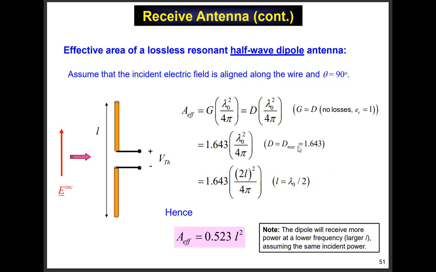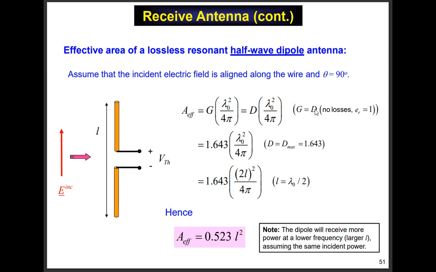Okay, let's do an example to calculate the effective area of a lossless, just to keep it simple, resonant half-wave dipole. And I'll assume the wave is coming in the optimum direction. Remember, this thing radiates best horizontally, theta equal to 90 degrees, so I'll assume that's the direction. Now here's the formula. If I use this as a receive antenna, here's the formula for the effective area that I just mentioned from the Balanis book.